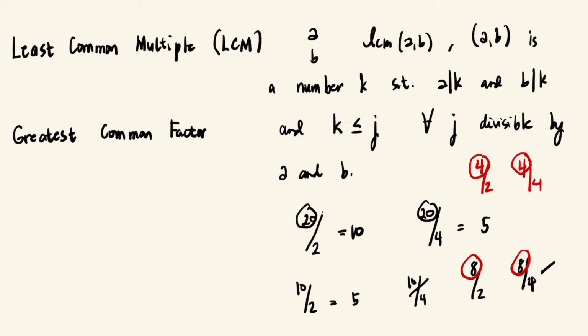So let's say, what is the LCM of 3 and 6? The possible numbers which 3 and 6 can both divide are 6, 9, and 18. So, the least of these is 6. So therefore, the LCM of 3 and 6 is 6.